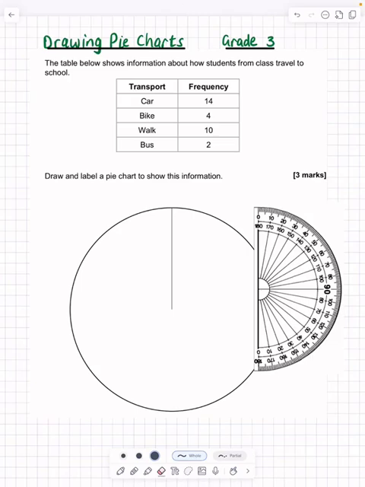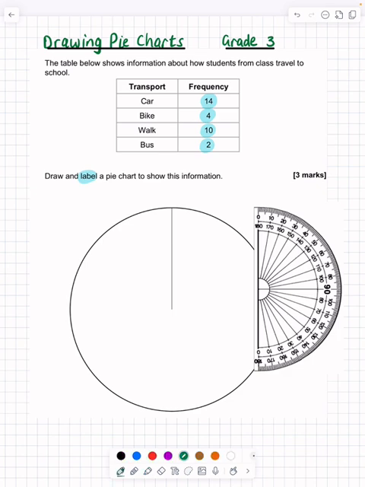So, drawing a pie chart. The question says the table shows information about how students from a class travel to school. We have 14 pupils travel by car, 4 on a bike, 10 pupils walk, and 2 pupils catch a bus. It says draw a pie chart and label it to show this information.